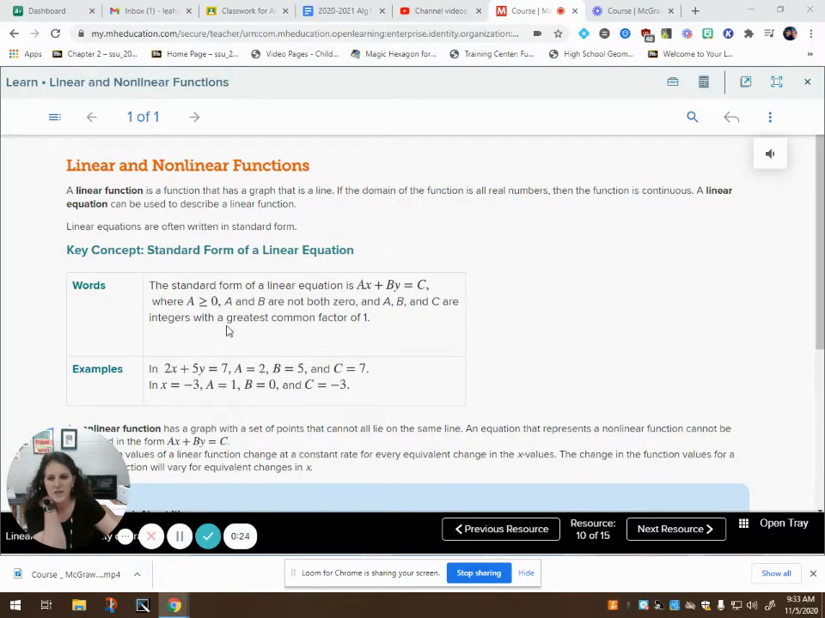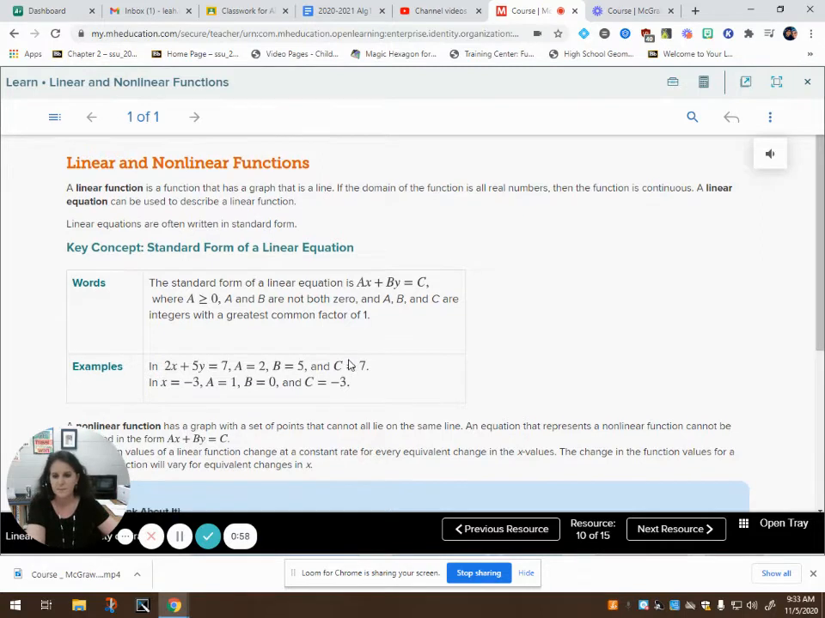So when I have a linear function, it's a function whose graph is a straight line, and the domain of the function is all real numbers, and the function is continuous. A linear equation can be used to describe a linear function. So the standard form is written as ax plus by equals c. A lot of times we see it written as y equals mx plus b. That's slope-intercept form. But it's important to know that when it's in standard form, a and b are not both 0, and a, b, and c are integers with the greatest common factor of 1.